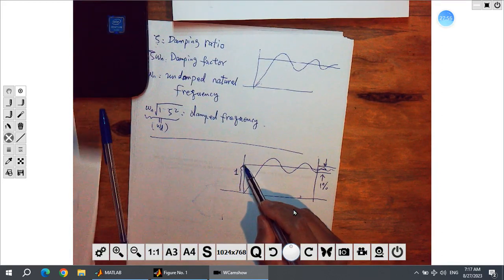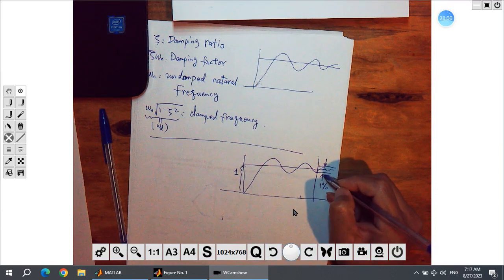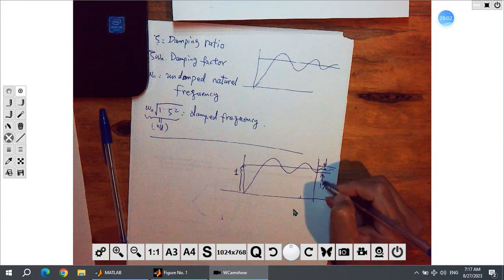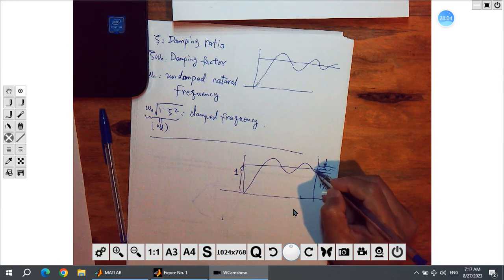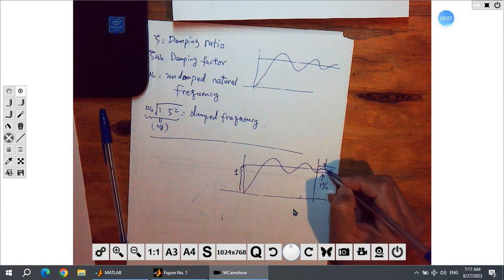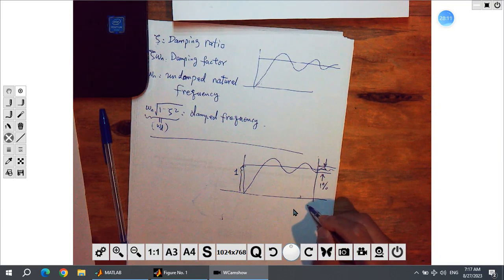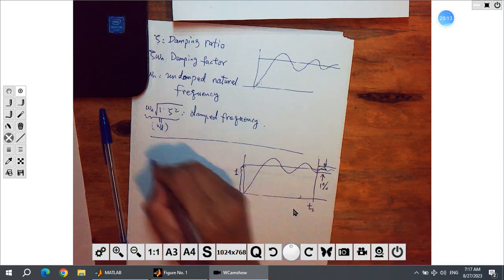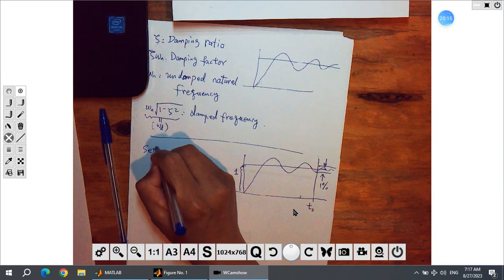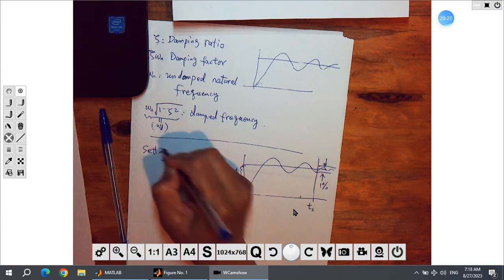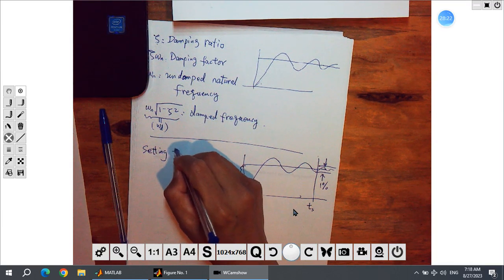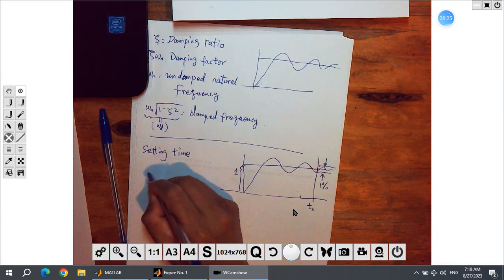We call this a steady state. Right? Limit is 1. And here we want, after a while, the difference between the signal and the steady state to be less than 1%. Then this time we call the settling time, Ts. So settling time, same meaning. So how to find this Ts?